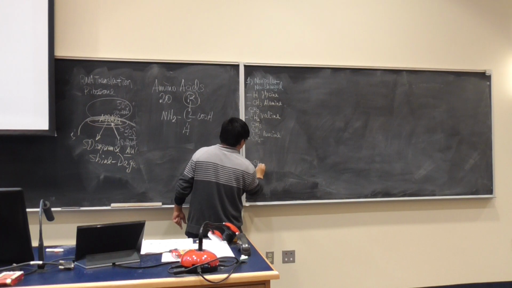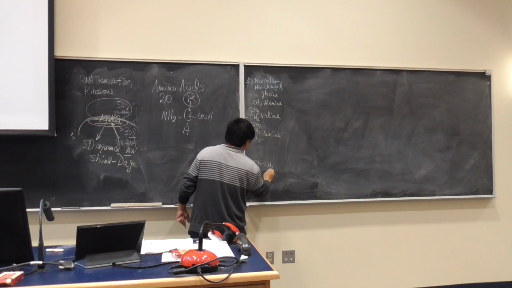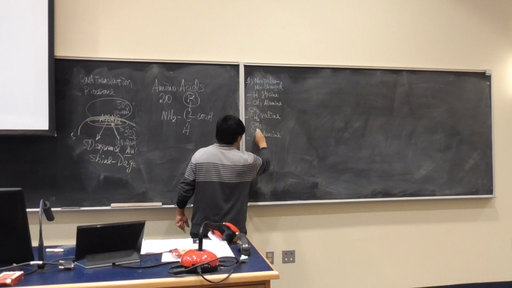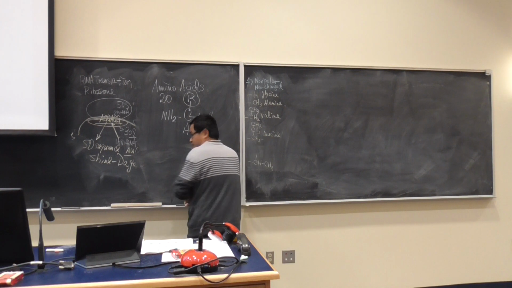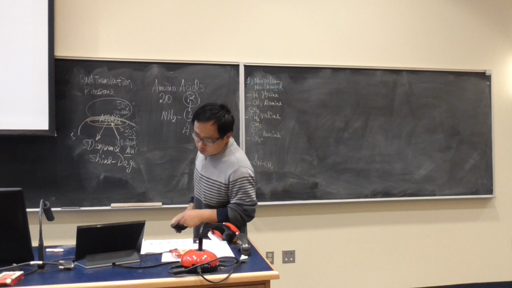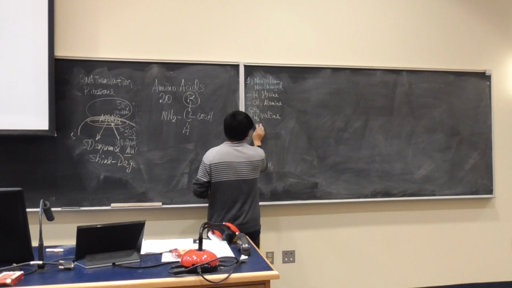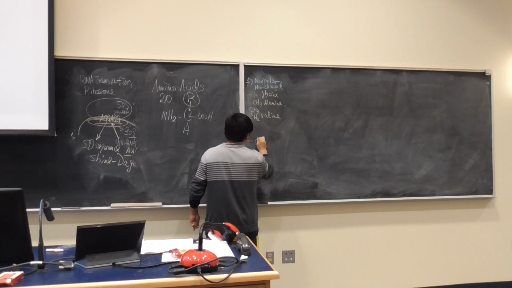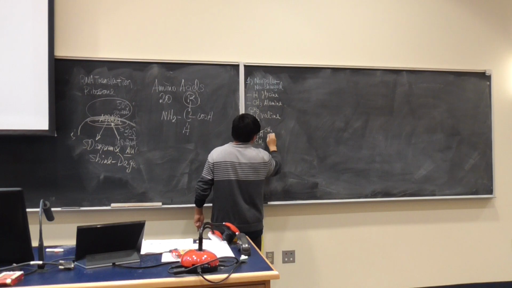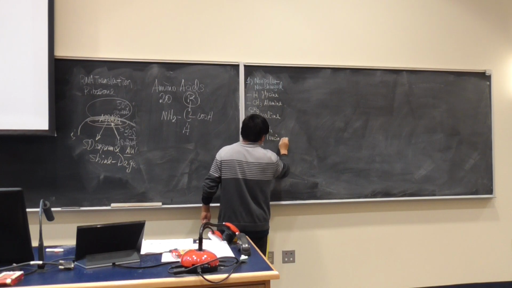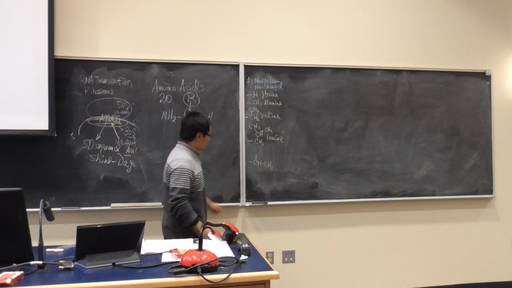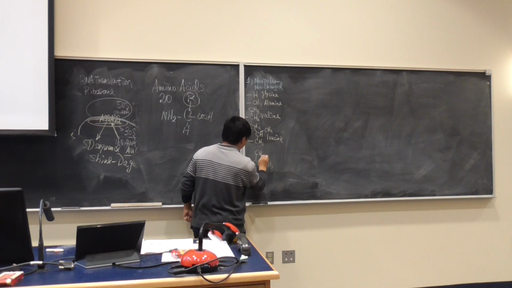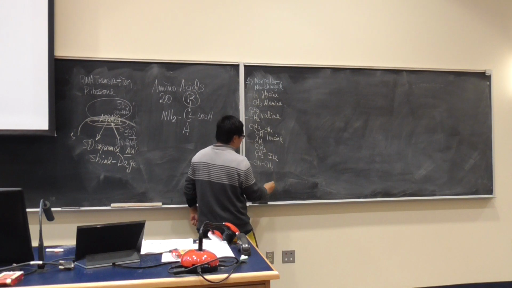Then we have CH, CH3. Sorry, that should be CH3, so that should be CH2CH. Sorry, leucine is CH2CH, CH3, CH3, that is leucine. Okay, then you move down one thing, CH3, CH2, and CH3. This is ILE, which is isoleucine.